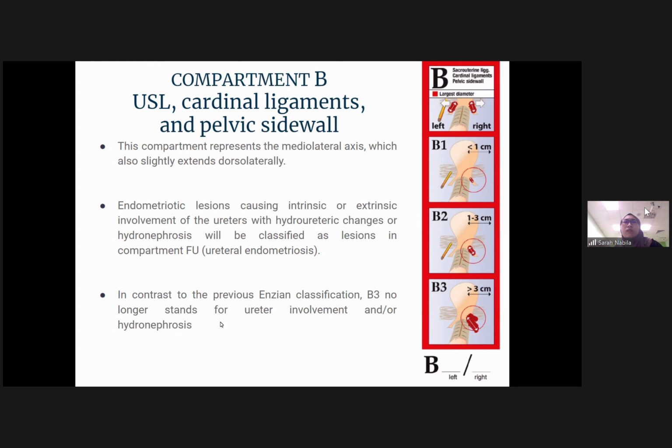They also annotated that according to the previous ENZIAN classification, there is B3 that they regard as ureter involvement with or without hydronephrosis. But the revised ENZIAN classification only mentions the size of the lesion. As this is also a paired organ, it has a left and right side.